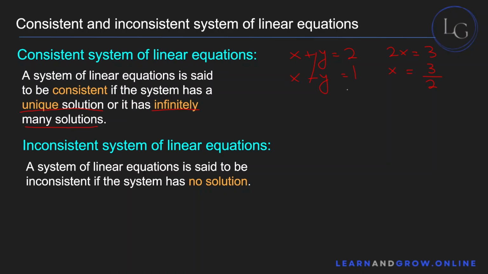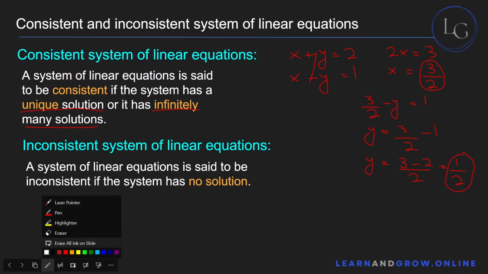So let's put it in equation number 2 here. You get 3 over 2 minus y is equal to 1. Y is equal to 3 over 2 minus 1. So y is equal to 3 minus 2 over 2, which is equal to 1 by 2. So you get two unique values: 1 over 2 for y and 3 over 2 for x. So these are unique solutions.